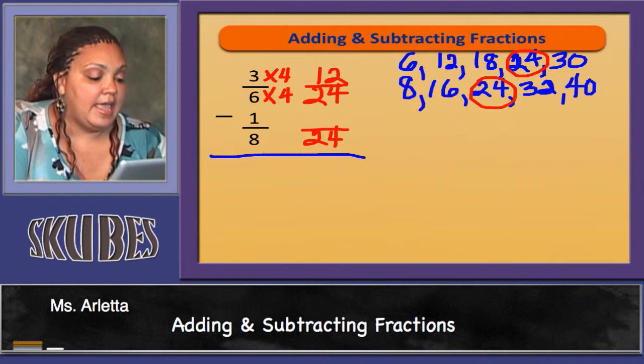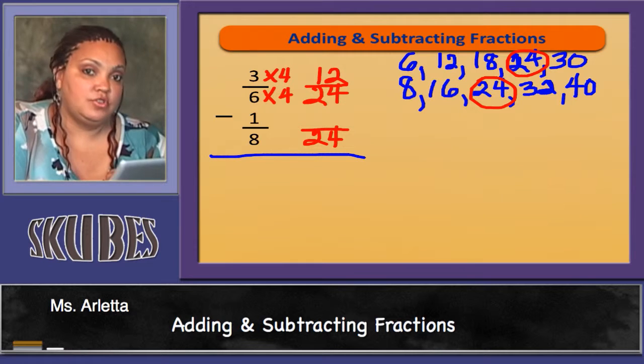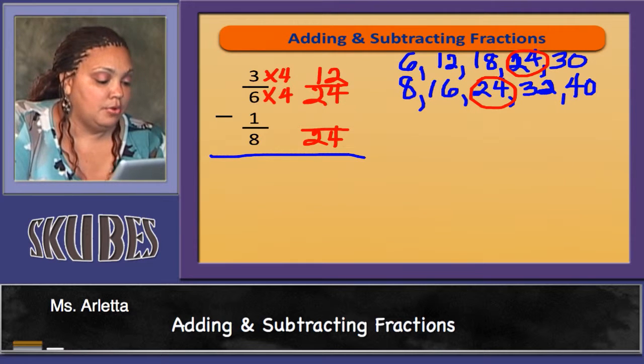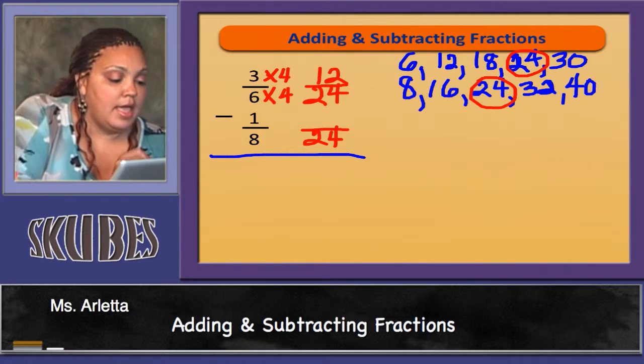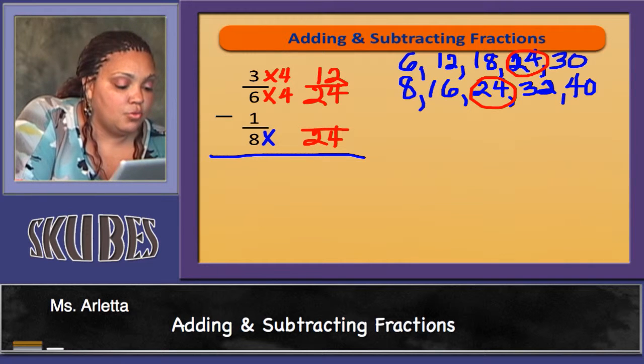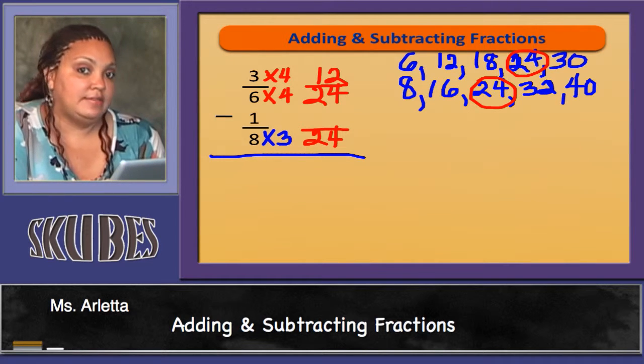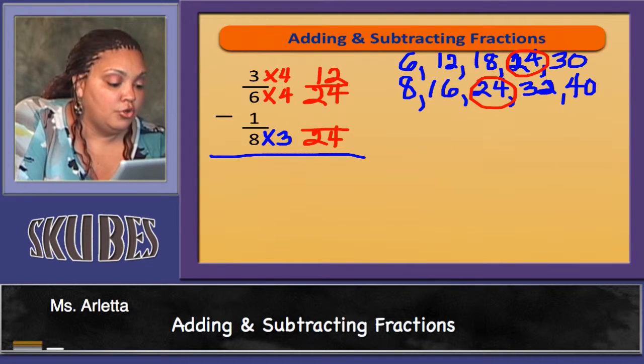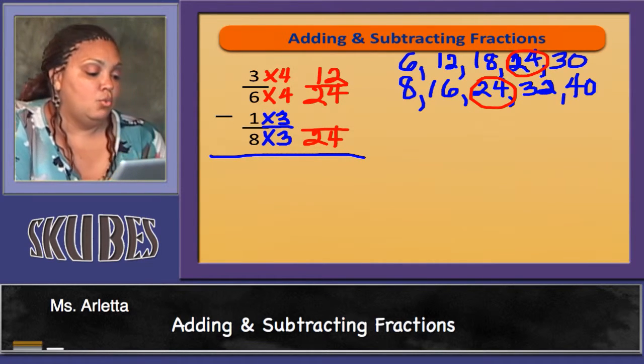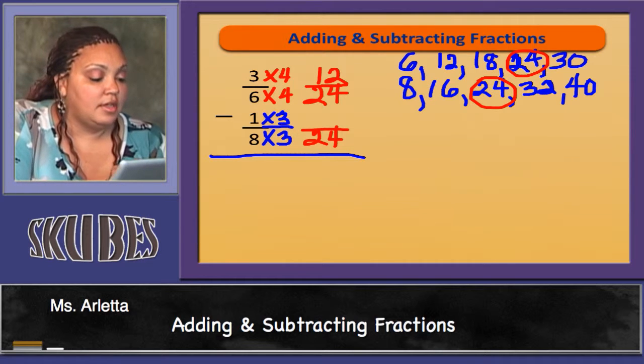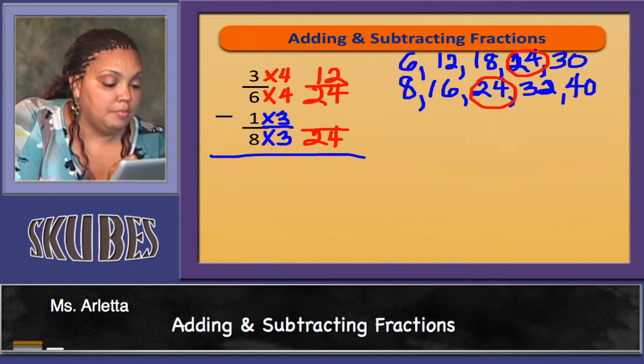Down at your bottom, you have an 8 and a 24. Well, you ask yourself the question, 8 times what number gives you 24? And it is 8 times 3. If you multiply times 3 on the bottom, or your denominator, then you have to multiply times 3 on the top, which is your numerator. 1 times 3 gives you 3.